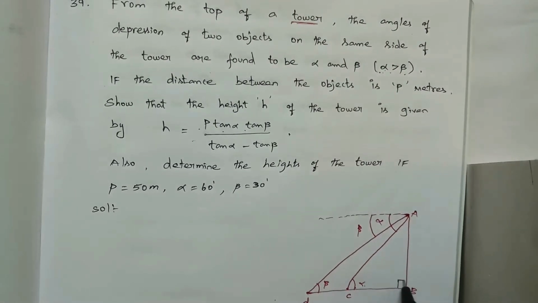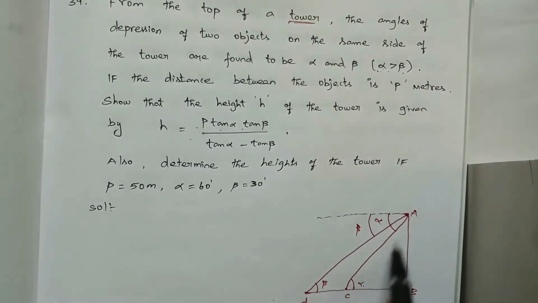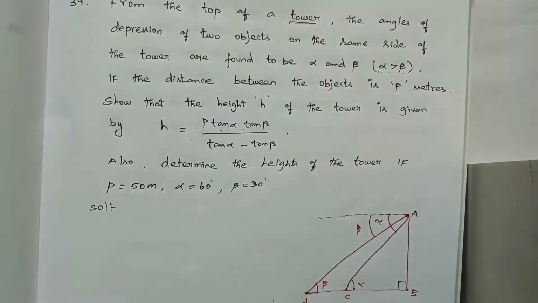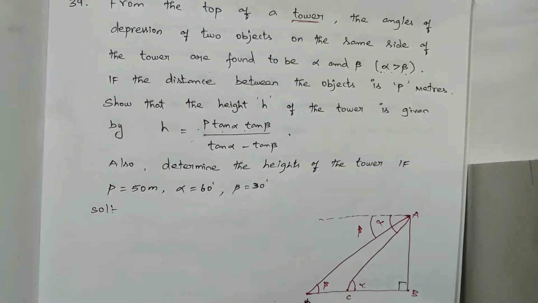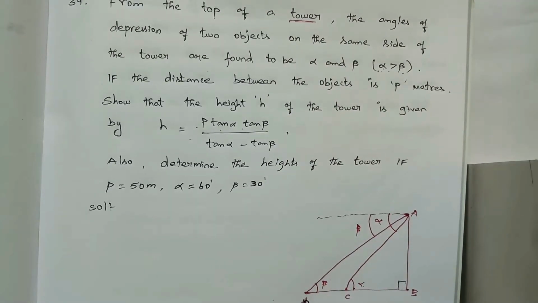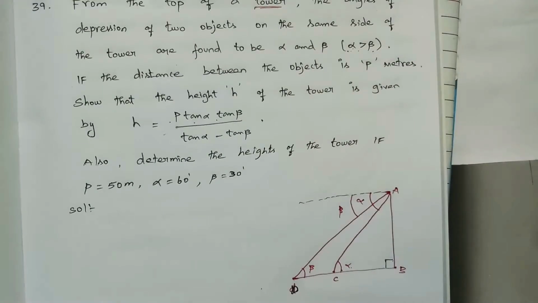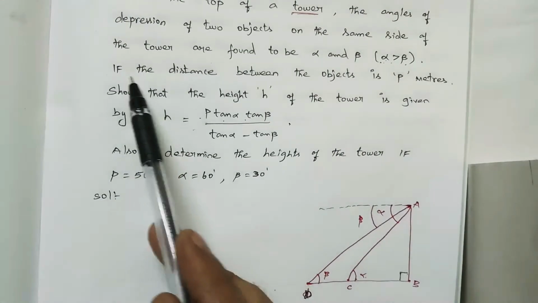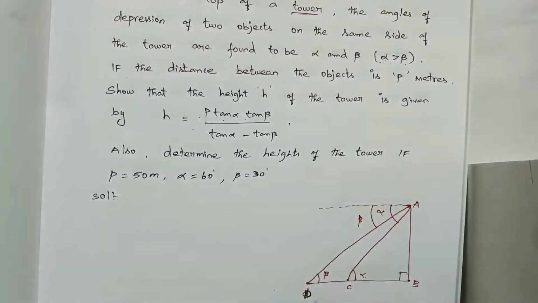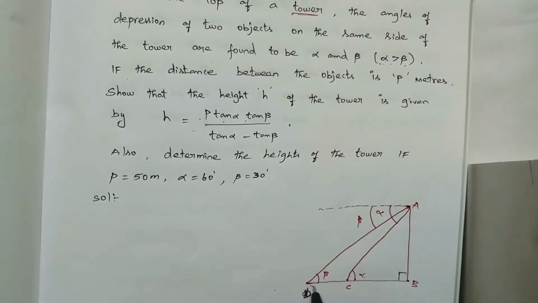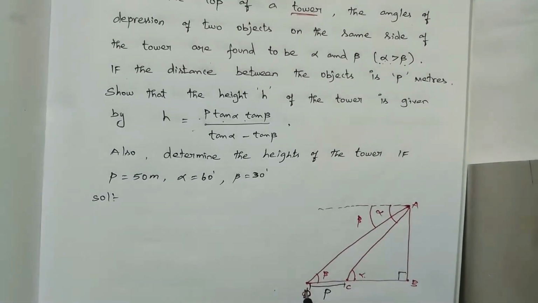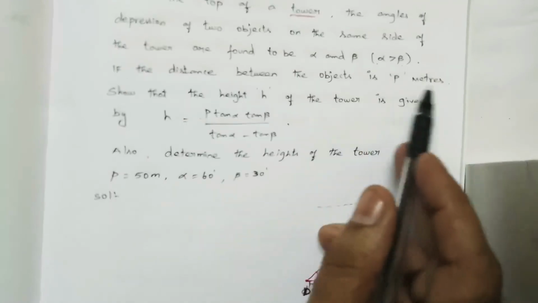Now we are having two right angle triangles. ABC is a right angle triangle, and ABD is the next right angle triangle. With the help of those, I'm going to prove this. If the distance between the objects, that is the distance between the points C and D, is P meter.